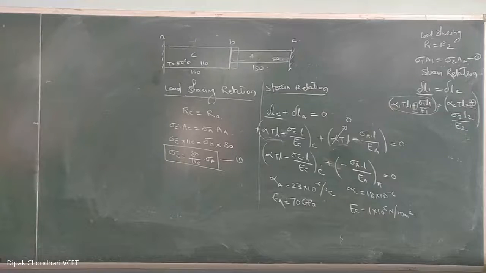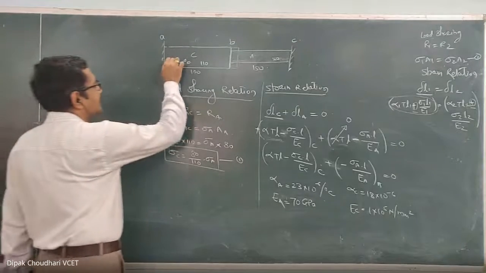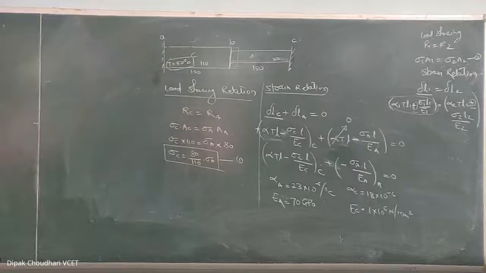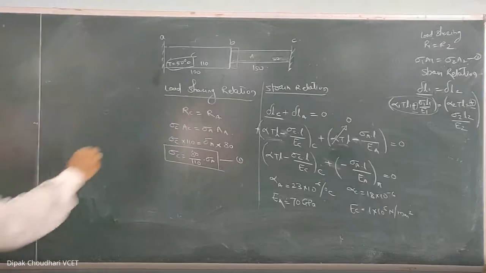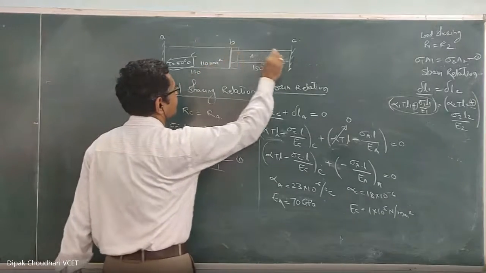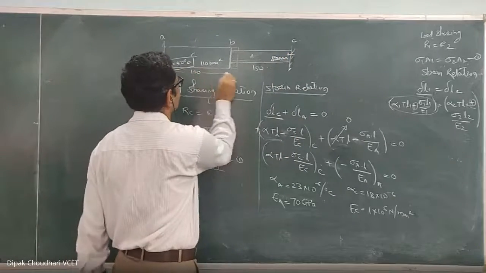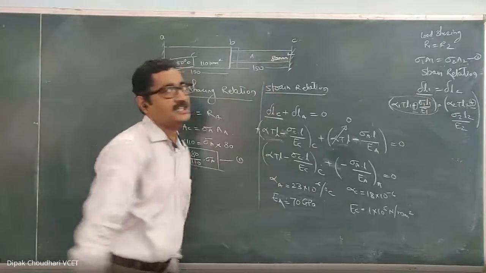What is T? T is 50 degrees Celsius, and only for the copper part. Area of copper is 110 millimeters square. These areas are written over here. And this is 80 millimeters square. Length, copper 100, aluminum 150.